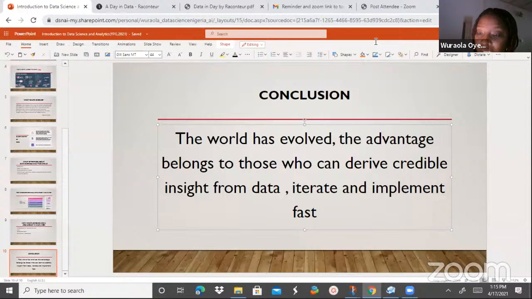How much of coding do you need to know? What are the basic programming languages you need to know? Okay, so that's the conclusion. So I'll take questions. How much of coding do you need to know in order to be good in data science, machine learning, and what are the basic programming languages?